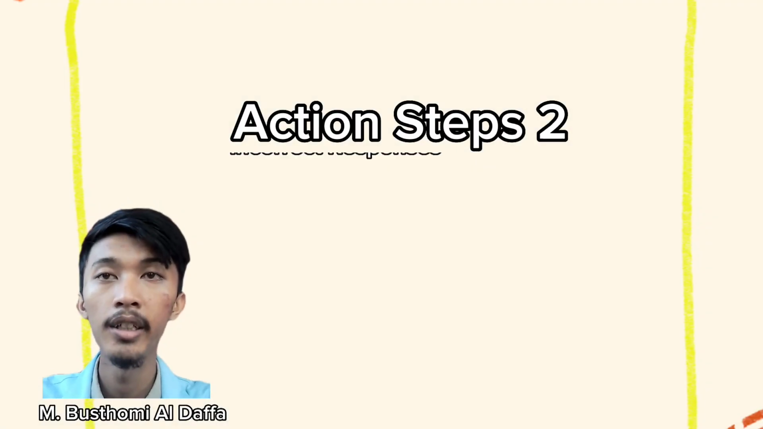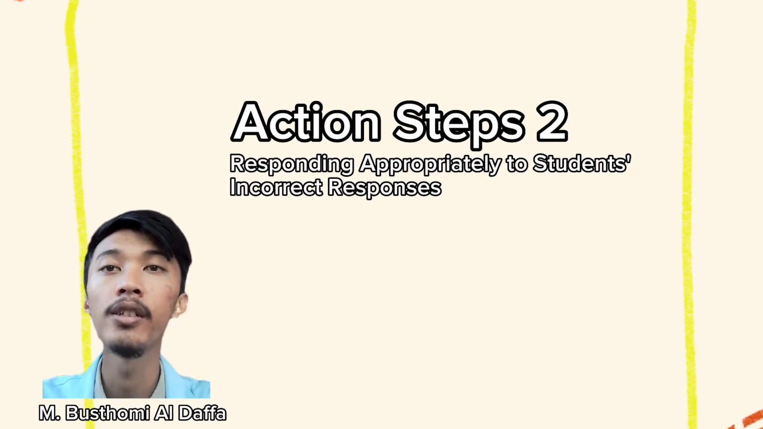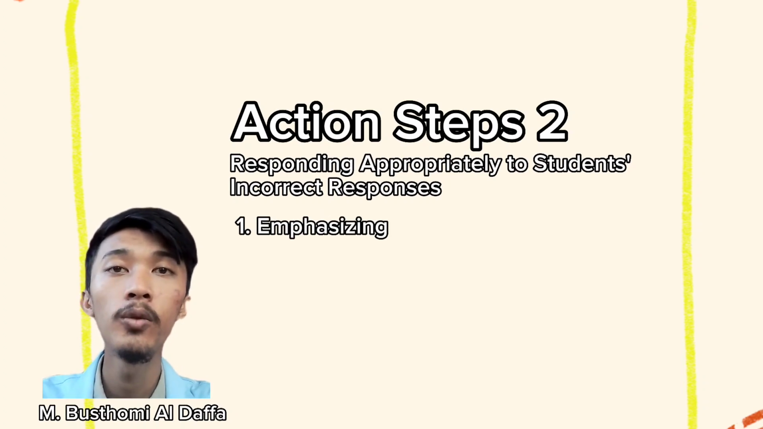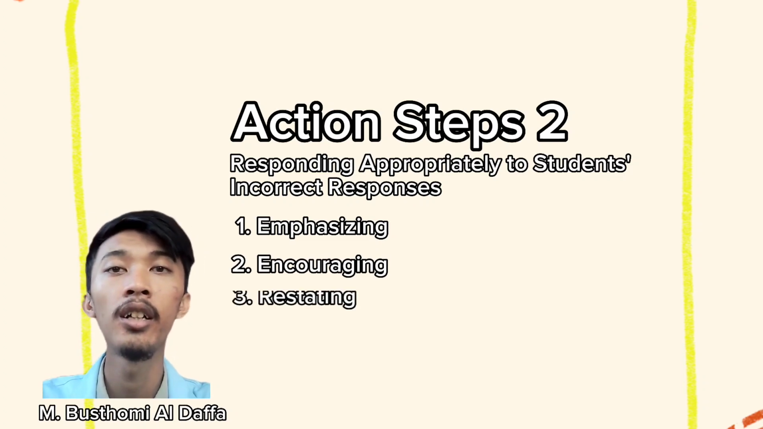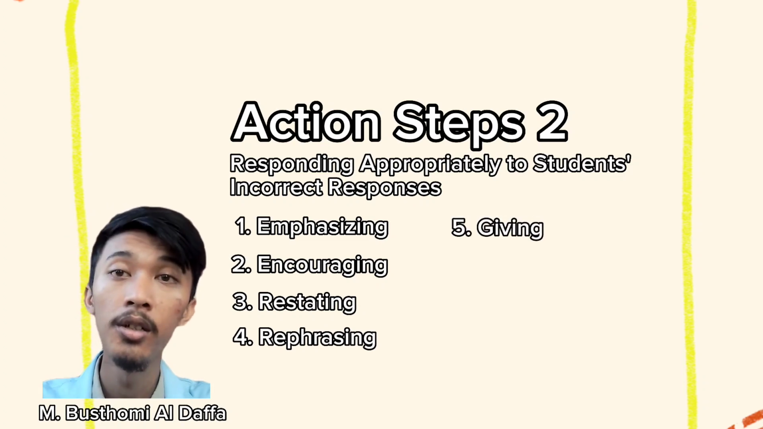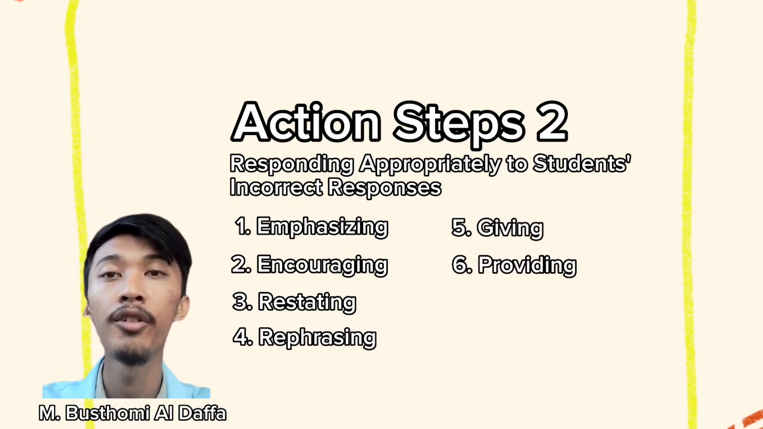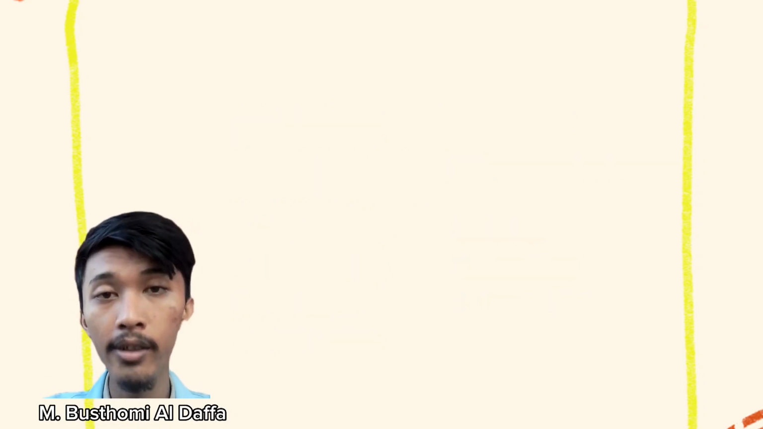Okay, the next material is responding appropriately to students' incorrect responses. The first one is emphasizing what was right. The second one is encouraging collaboration, restating the question, rephrasing the question, giving hints and cues, providing the answer, and asking for elaboration. Last but not least, respecting the student's option to pass.